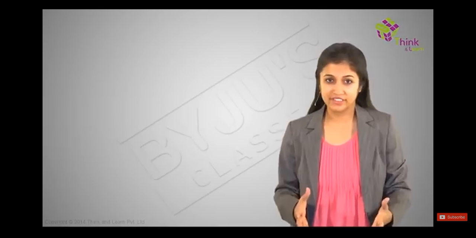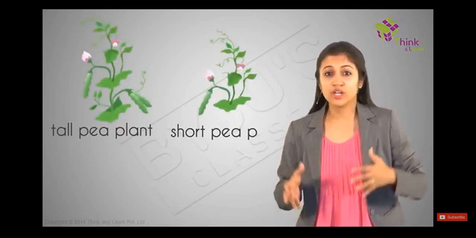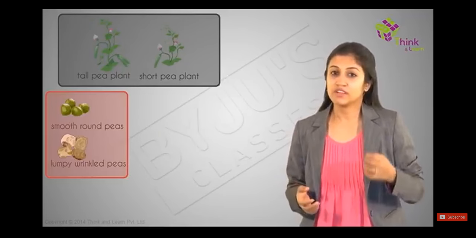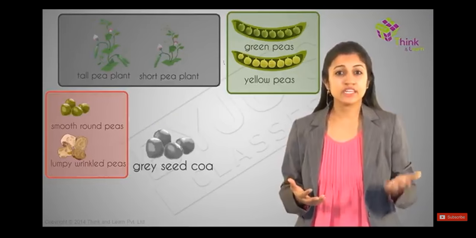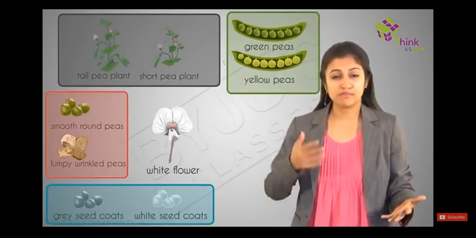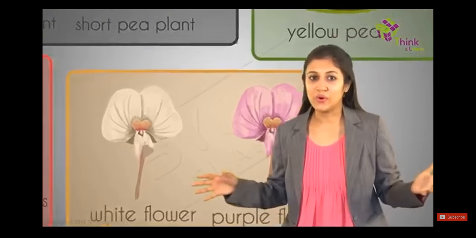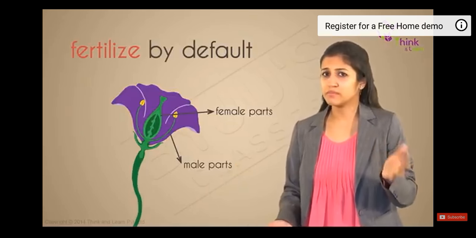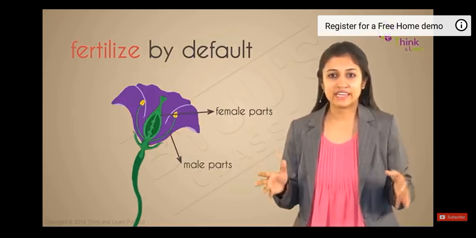And why exactly did he choose peas? It was pure luck, actually, but they turned out to be perfect models for genetic research with so many stable varieties. There was a tall variety and a short one. One type made smooth, round peas, while others were lumpy and wrinkled. There were green peas, yellow peas, grey seed coats and white seed coats, white flowers and purple flowers, and so on. Since every pea flower has both male and female parts, by default they would fertilize themselves. So Mendel practiced some family planning on them and set about creating hybrid varieties.